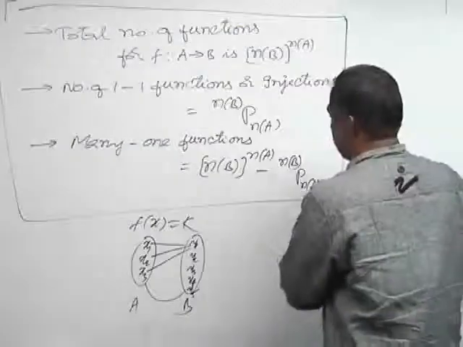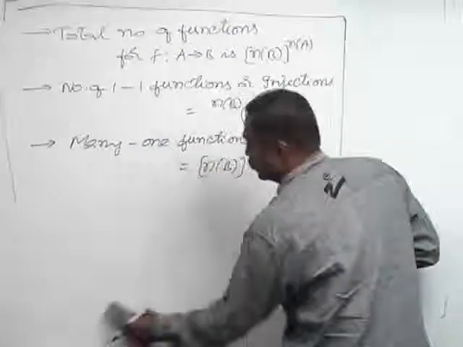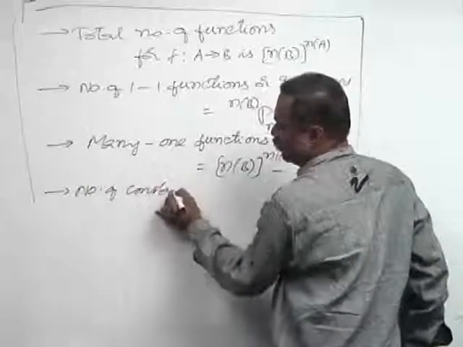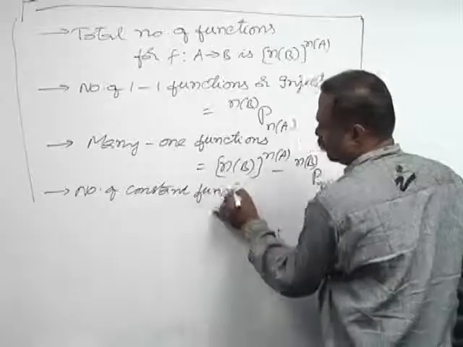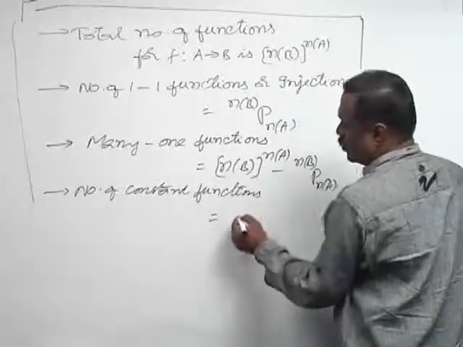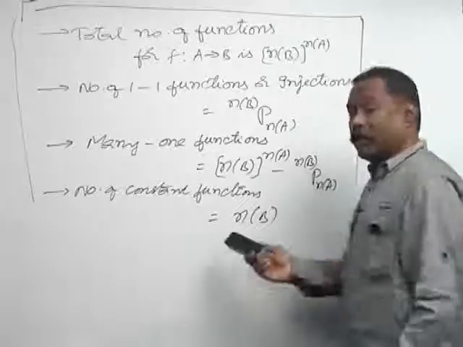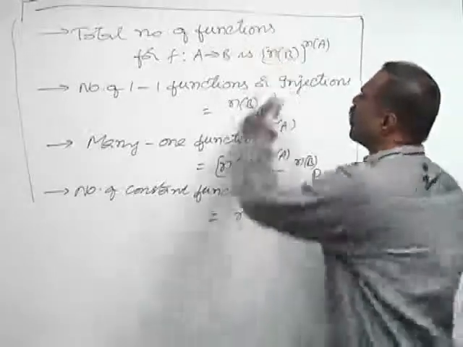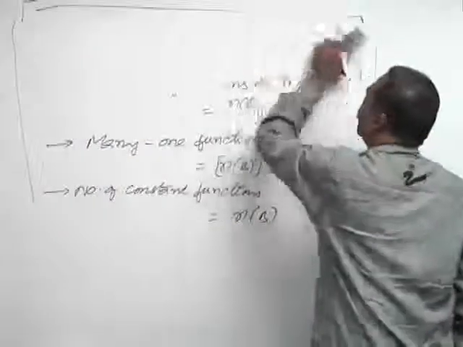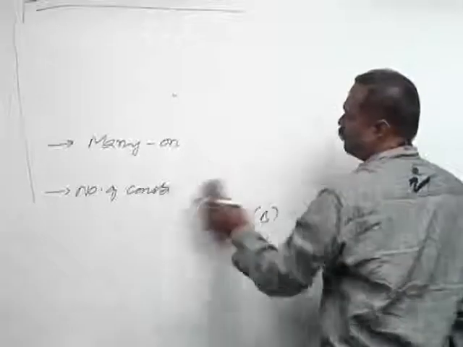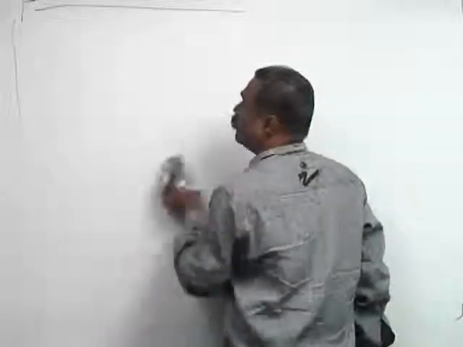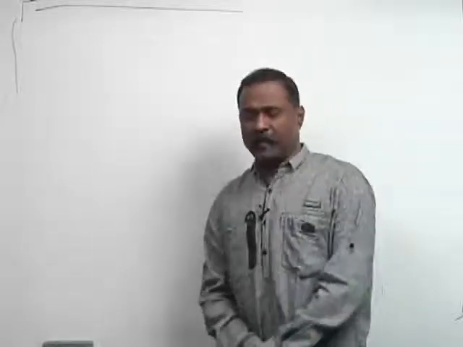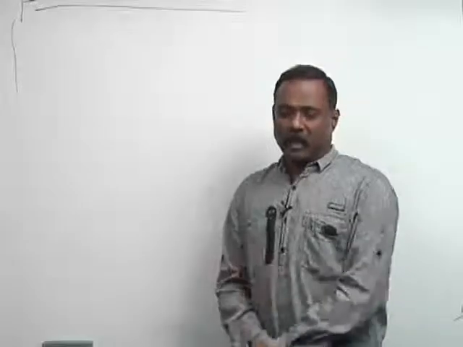So you can get the number of constant functions from this too: the number of constant functions is equal to n(B). Understand that the number of elements in the codomain is the number of constant functions. This is how we can find the number of functions, the number of 1-1 functions, many-one functions, and constant functions. Now, let us see the next one.